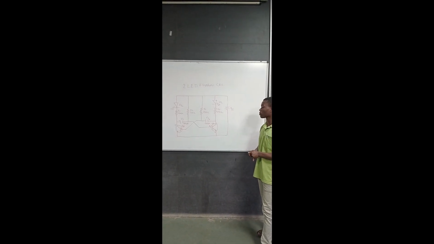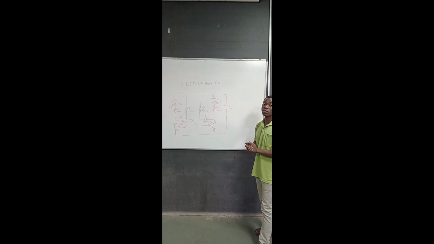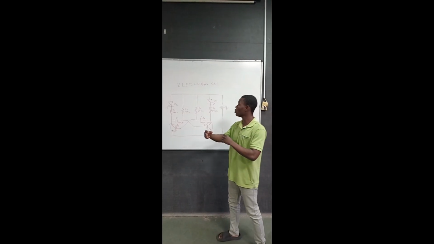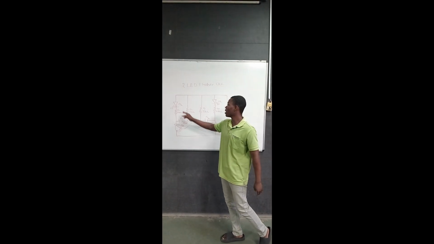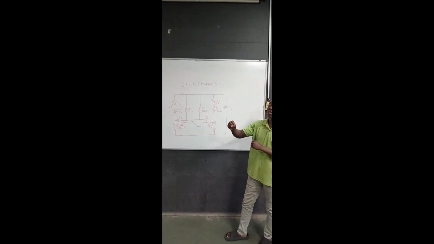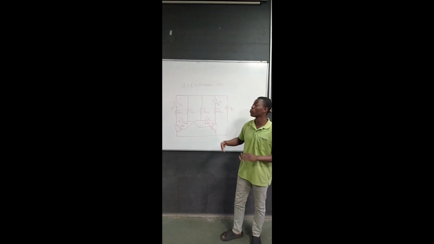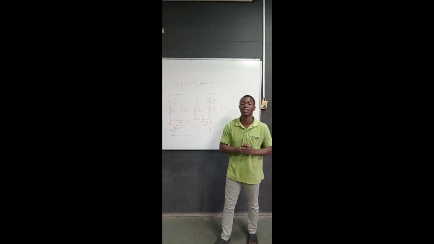So this is how our circuit works. This process will continue over and over again, our light emitting diodes blinking one after the other. So with this explanation, I thank you.